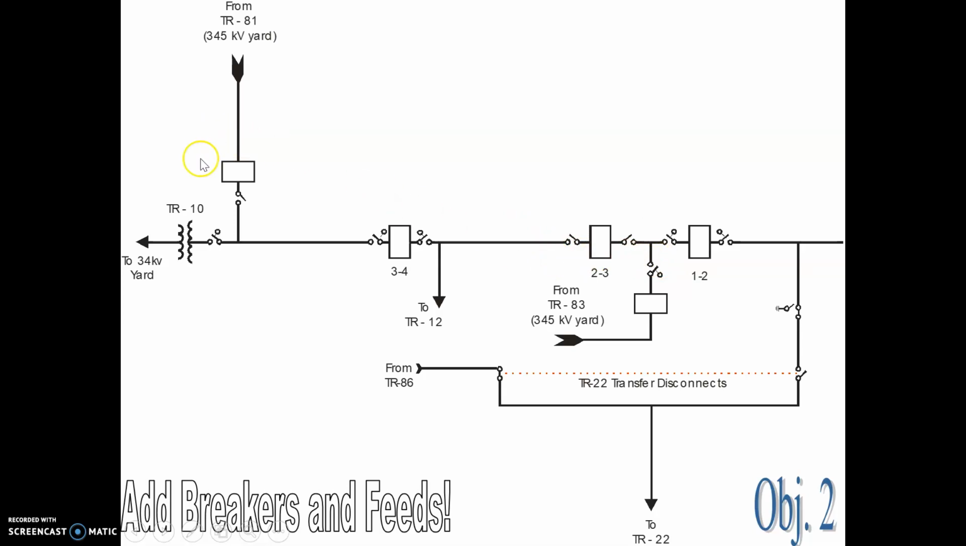You'll also notice that we have feeds coming in from transformer 81 going to bus 4, as well as transformer 83 going to bus number 2. This drawing also shows the step-down transformer, 138 kV voltage on the high side, stepping down to 34 kV, feeding 34 kV switchyard. As we talked about in Objective 1, you'll also note the reserve feed going to transformer 22.